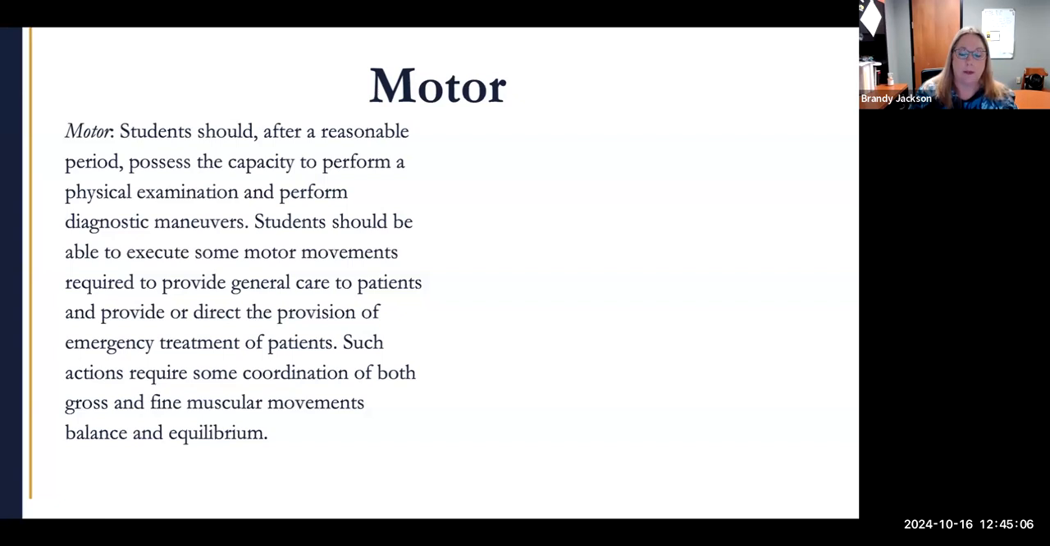Now let's reflect on this language. What indicators show that these technical standards are functional and inclusive for students with disabilities? Go ahead and share in your chat box.